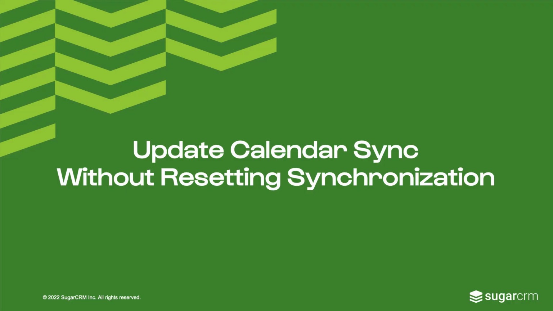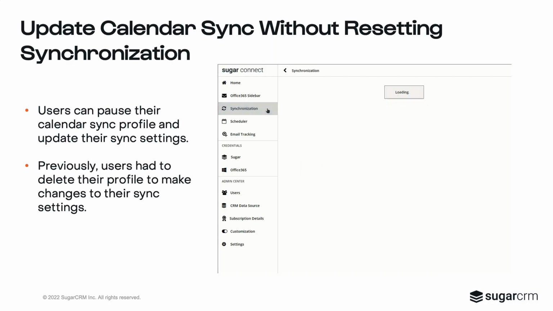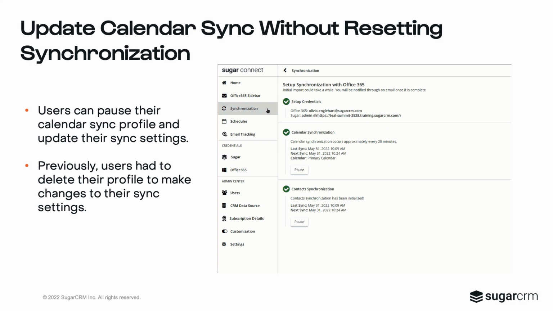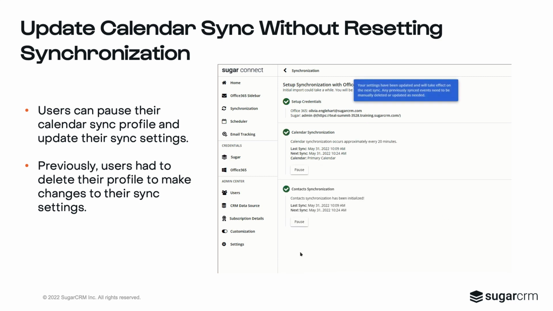Let's start with how you can update your calendar sync without resetting your synchronization. With this feature, users can now pause their calendar sync profile and update their sync settings. Previously, the only way to update sync settings was to delete the user profile. Now you can simply choose to pause the sync, make any changes needed to your sync settings, and resume the sync, and those new settings will be used going forward.